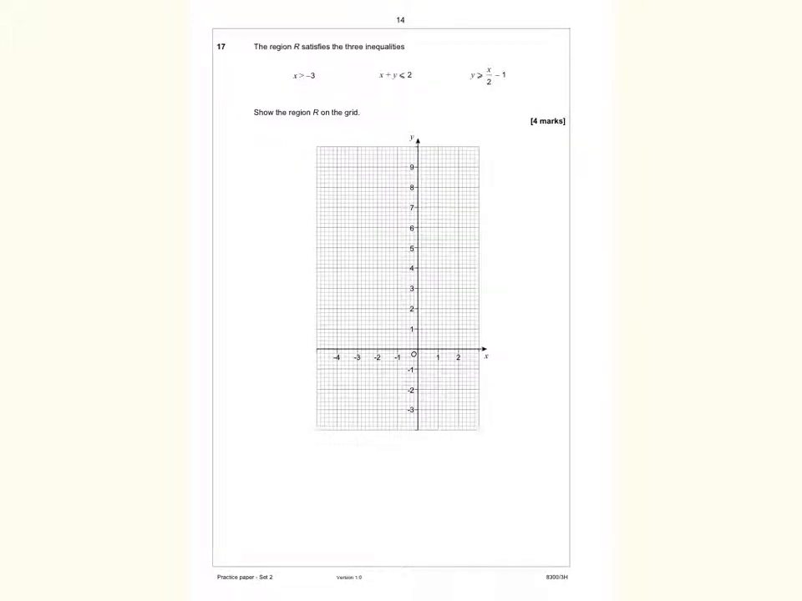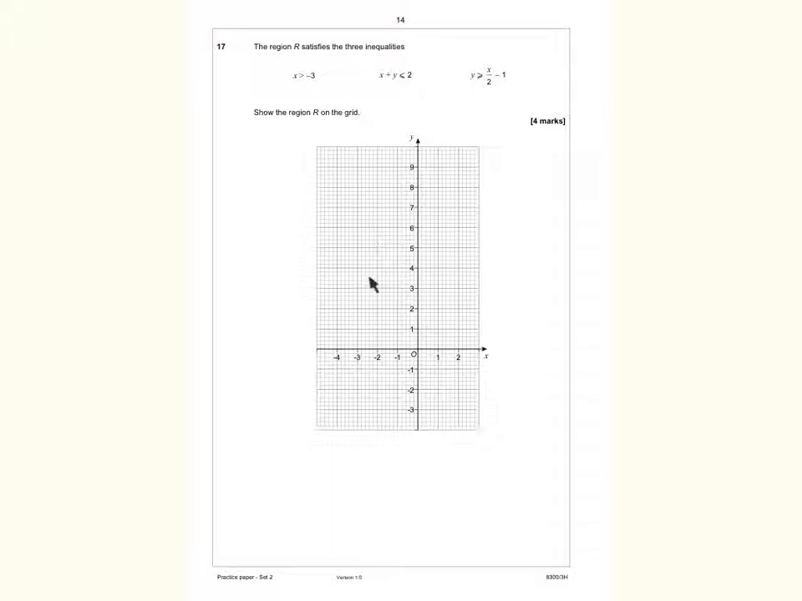Okay, question 17, we have that the region R satisfies the three inequalities that are given here. Show the region R on this grid. So our first inequality says x is more than negative 3. Okay, notice how these are less than or equal to and more than or equal to. So x is more than negative 3. So x is negative 3 here and anywhere along the line there.